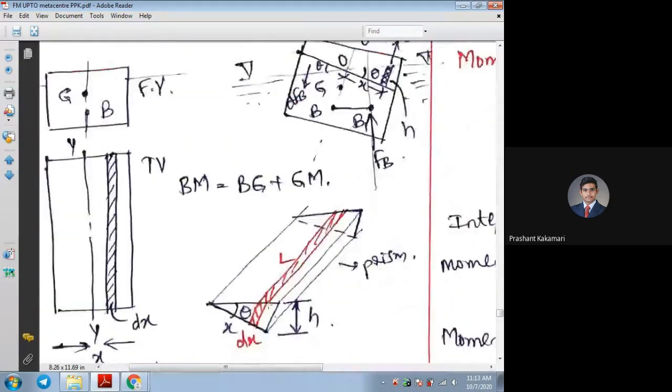So for a small strip, the red color strip, what is considered? For this small strip, if I consider area as dx, the width, into height, this will be like a small rectangular shape they have considered. Later they may integrate again, so that we already know. Whenever you consider small areas, later we have to integrate. So for small area dx, area is how much? dx into h.